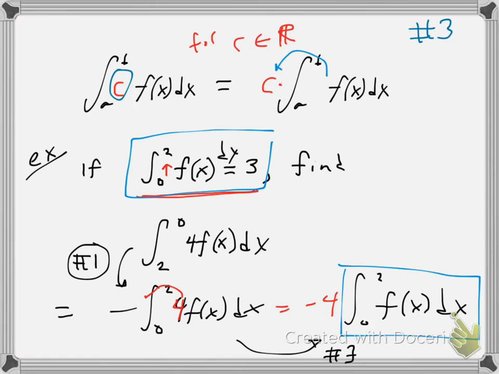Okay. Well, we're given this, which is exactly what this says, right? 0 to 2, f of x. So this business is just 3. We have a negative 4 out there on the outside, right? So the answer is, naturally, multiplication sign there, negative 12. And there you have it.